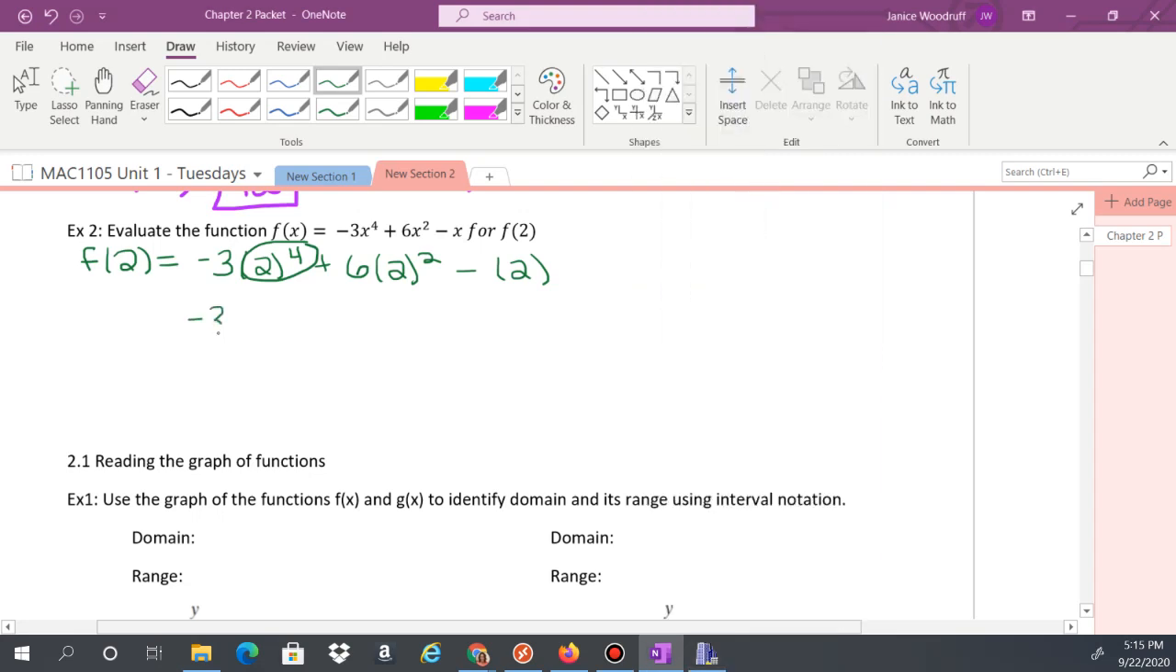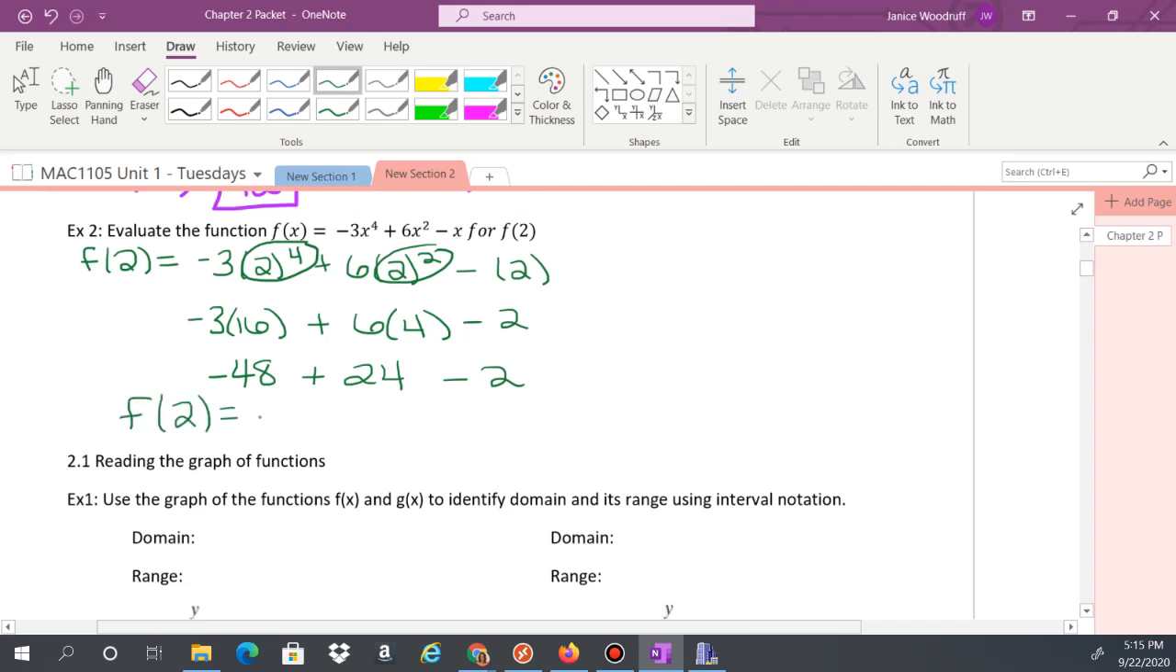So I'm going to bring down -3 times 16 plus 6 times 2 squared, which is going to be 4, minus 2. Then I'm going to do -3 times 16, which should give me a -48. 6 times 4 is going to give me a positive 24, minus 2. Then -48 plus 24 would give me a -24, minus 2, that should give me a -26. So I'm going to get f of 2 equals -26.